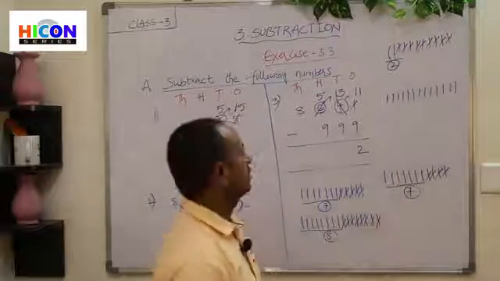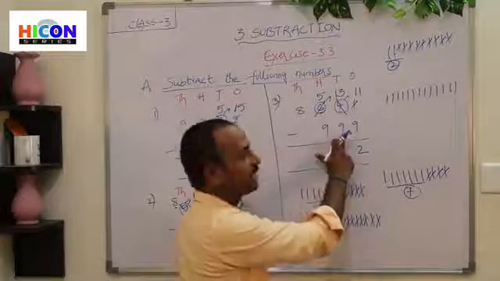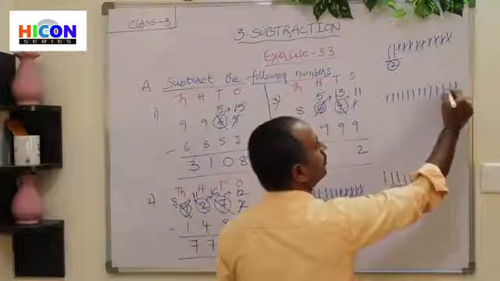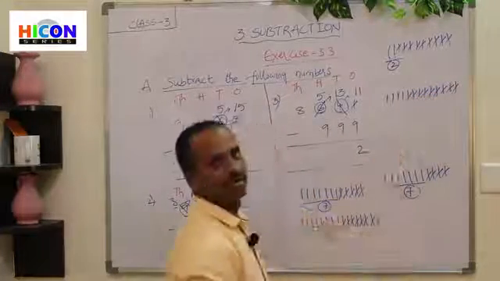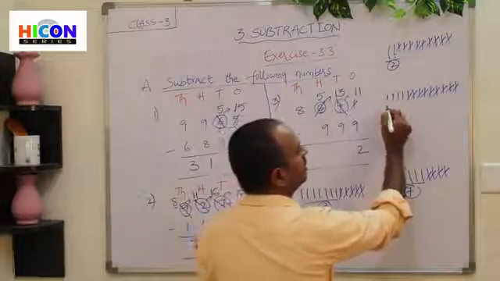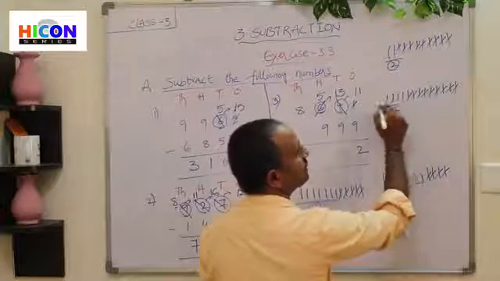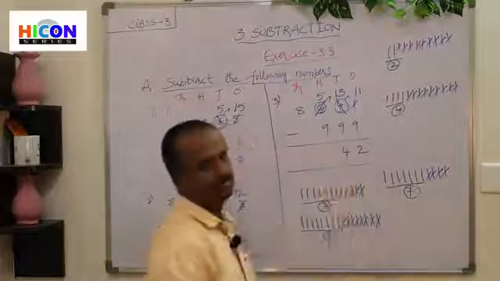And strike off 9 lines because the second number is 9. Strike off 9 lines among these 13 lines. 1, 2, 3, 4, 5, 6, 7, 8, 9. And children, count how many lines are remaining there. Remaining there are 1, 2, 3, 4. So there are 4 lines remaining. So write 4 under the tens place.